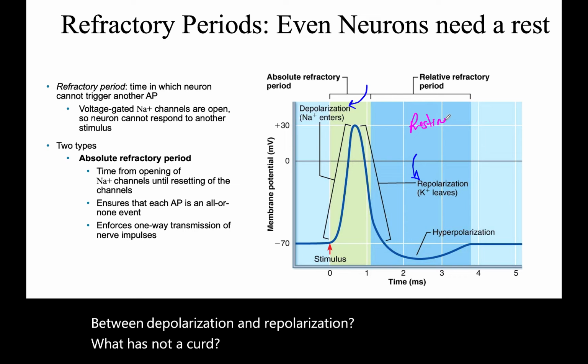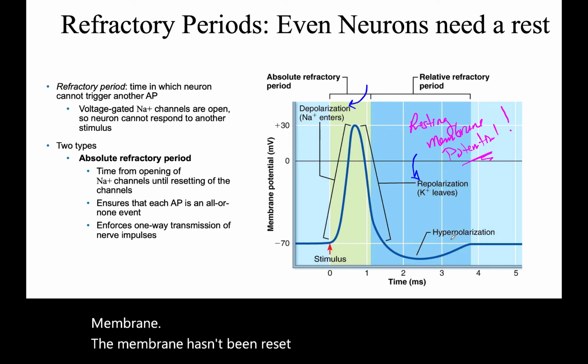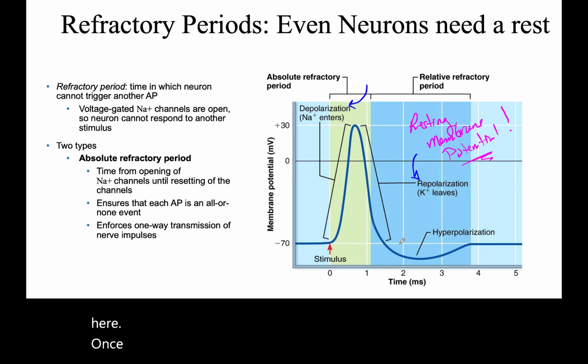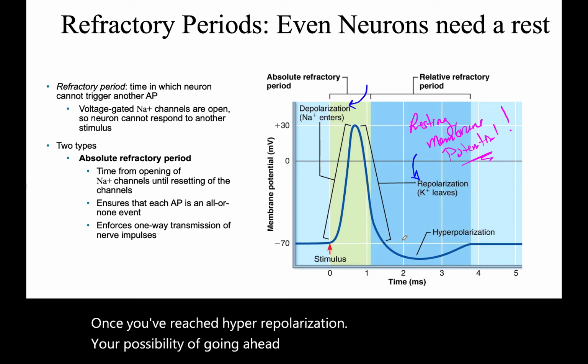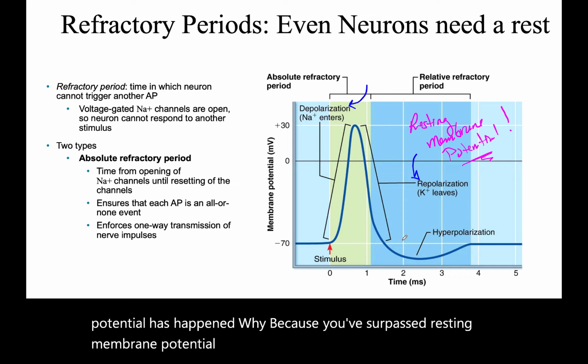Resting membrane potential. The membrane hasn't been reset. That doesn't happen until over here. Once you've reached hyperpolarization, your possibility of going ahead and creating another action potential has happened. Why? Because you've surpassed resting membrane potential. You're beyond negative 70 millivolts.